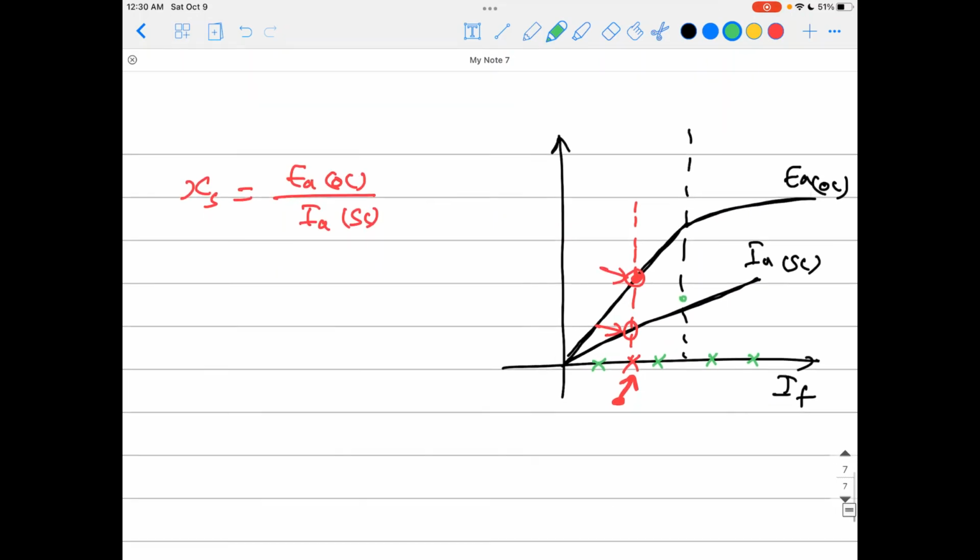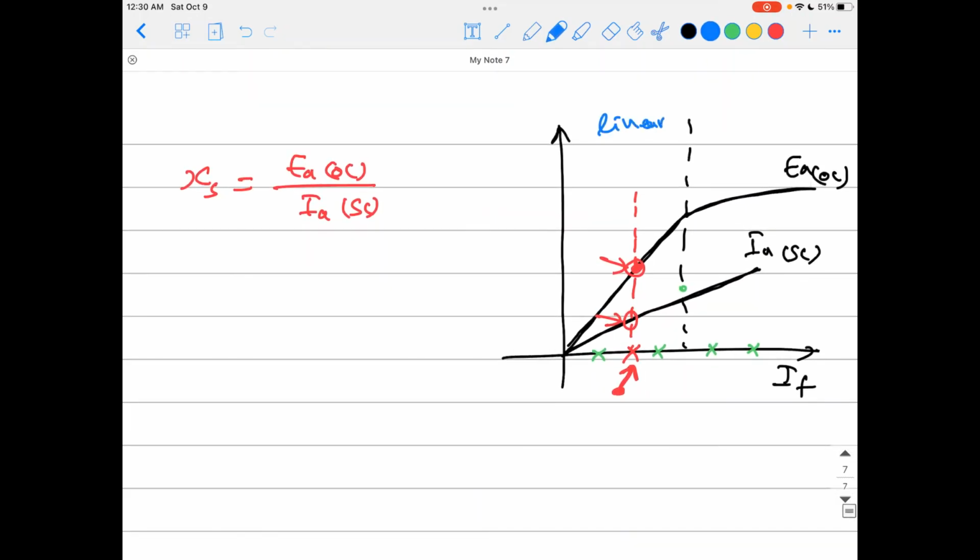Before, let me remind you that we call this the linear region, and that's called the saturated region. So in the linear region here, that is XS. Whatever you divide EA by IA, there should be a constant value for XS. That is why you call it XS unsaturated, because that's in the linear region, the unsaturated region. Both of the characteristics, the open circuit and short circuit characteristics, are linear, so dividing them together will keep you almost constant all the time.